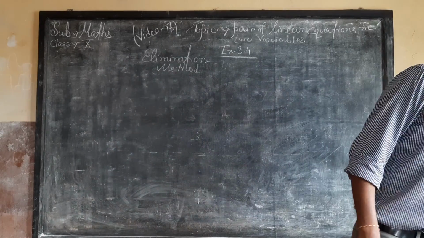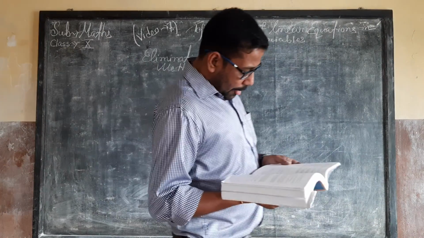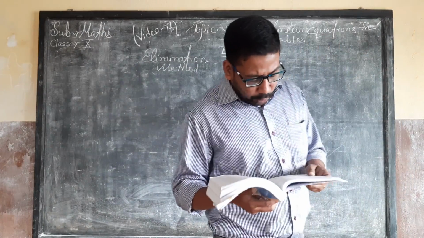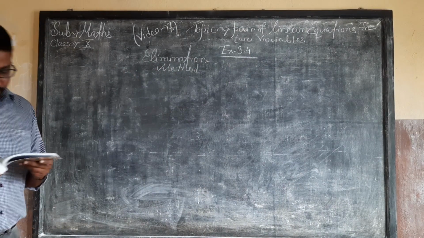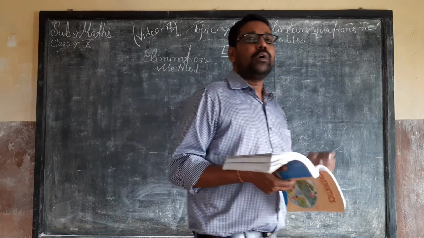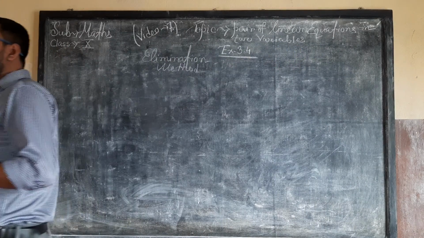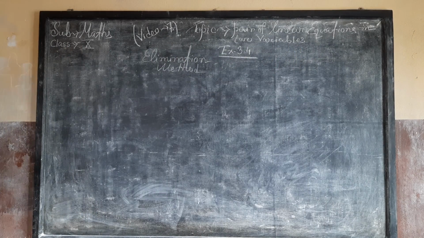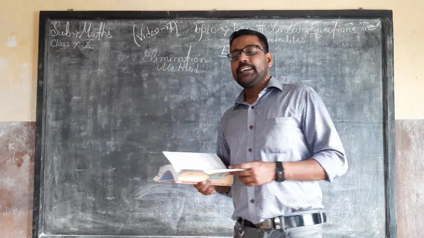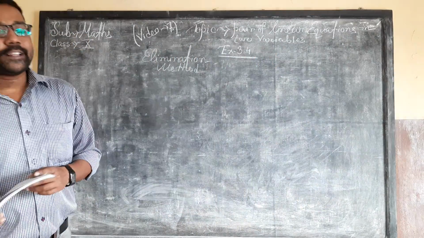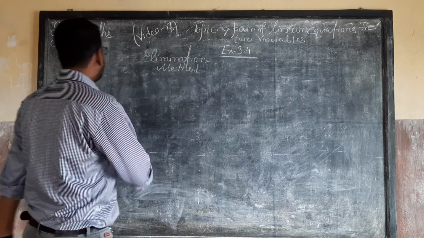So first consider a problem from exercise 3.4. Question 1: Solve the following pair of linear equations by the elimination method and the substitution method. You already know the procedure of the substitution method and how to use it to find the solution of any pair of linear equations. So today in this video we will only concern ourselves with the second method, the elimination method.